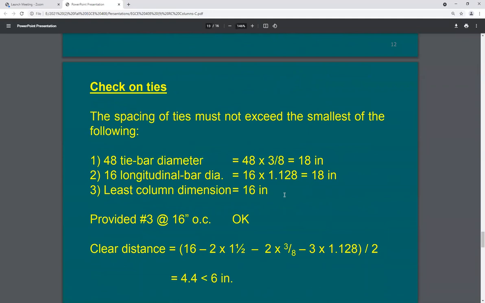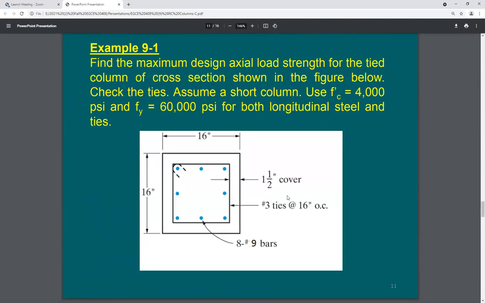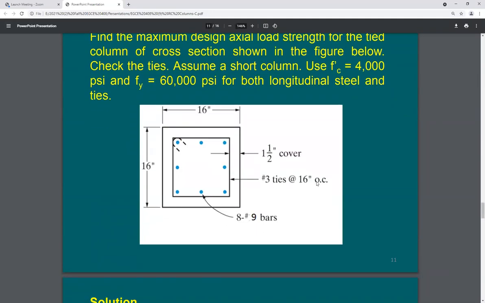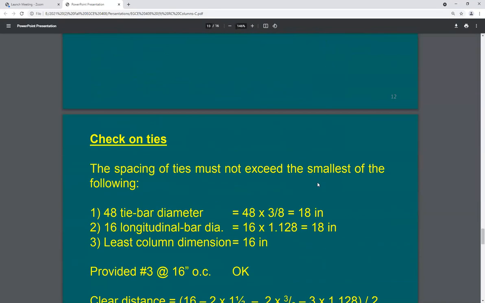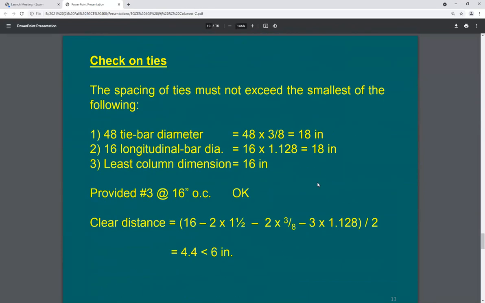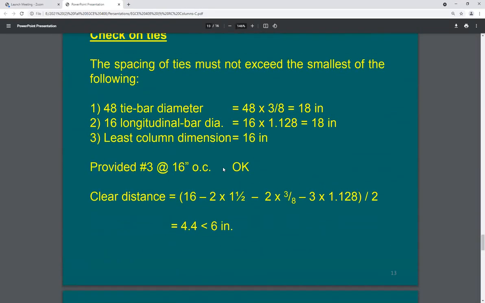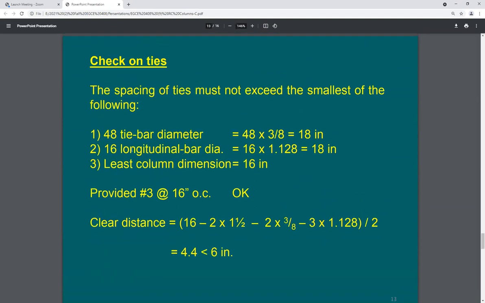How about the ties? You see, the ties provided here say number 3 at 16. It's okay, number 3 at 16, and the vertical bars are number 9. It says here the spacing for the ties is 48 bar diameters, and the bar diameter itself for number 3 is 3/8 of an inch. It gives me here 18 inch. They say your maximum spacing is 18 inch. So I said, good, because the one I have in the problem is actually 16 inch.